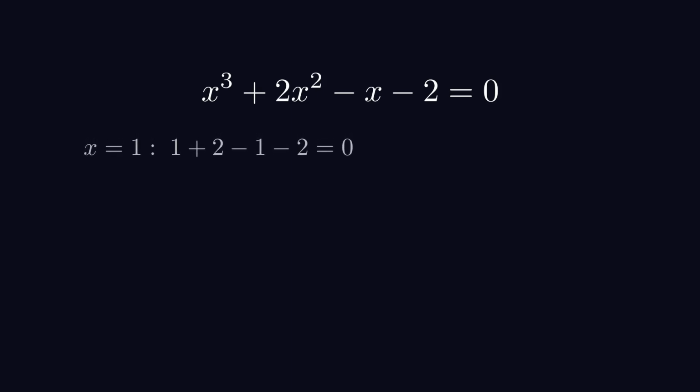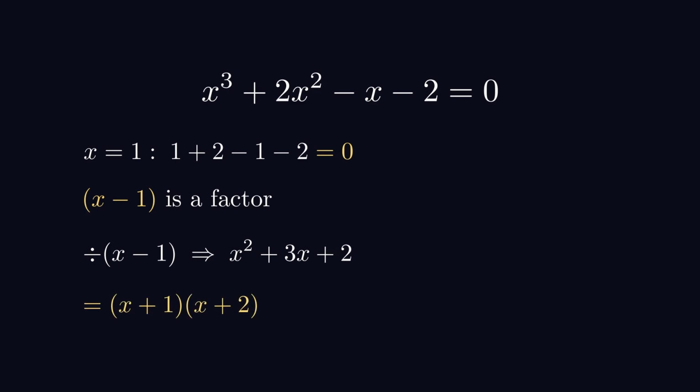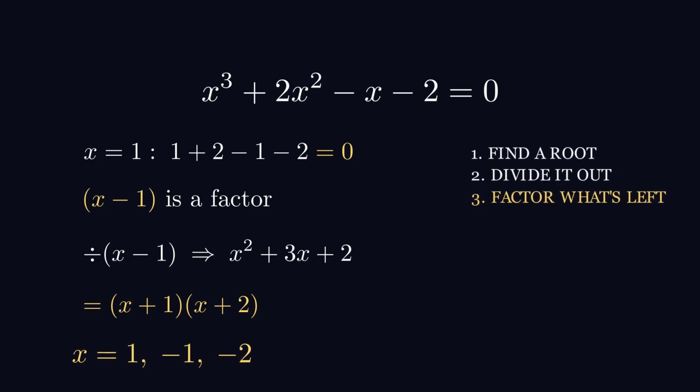One more, 'cause repetition's how it sticks. Solve. x cubed plus 2x squared minus x minus 2 equals 0. Hunt a root. Try 1. 1 plus 2 minus 1 minus 2, 0. So x minus 1's a factor. Divide it out, you get x squared plus 3x plus 2, which factors to x plus 1 times x plus 2. Roots: 1, negative 1, negative 2. Find one root, divide it out, factor what's left. Memorize that little 3-step waltz, and no cubic'll ever scare you again.